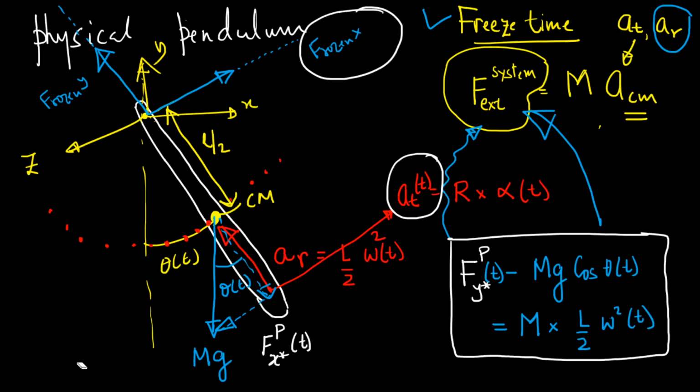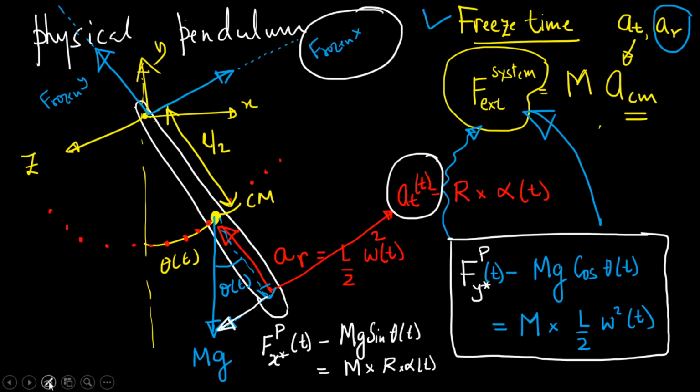Okay, I think I got it right. It's minus, and the reason this is minus is, I'll tell you, it's right here. See, it's opposite to the force of the pivot that I've written as positive. So force of the pivot minus mg sine theta at that instant of time is equal to mass into acceleration, which happens to be r alpha t. And here's my second equation.